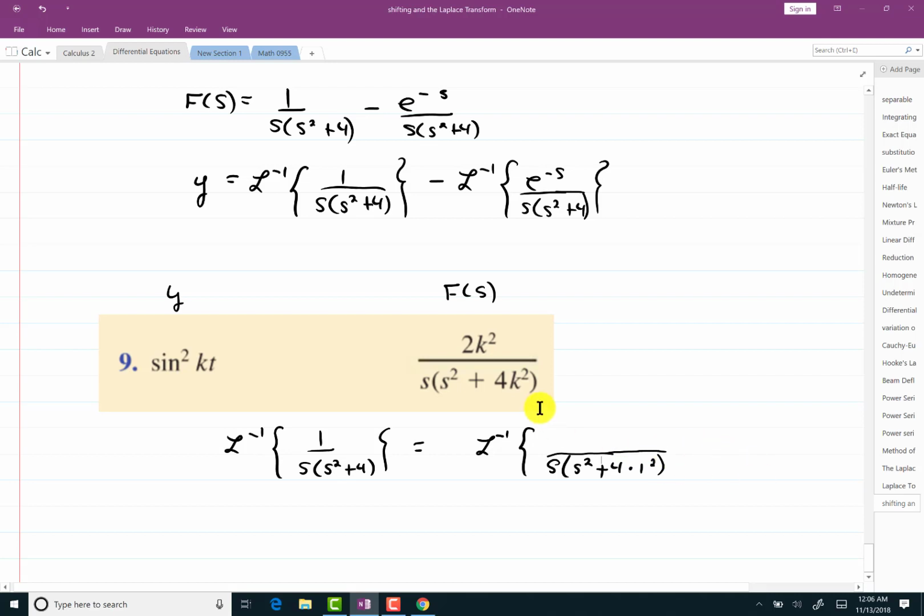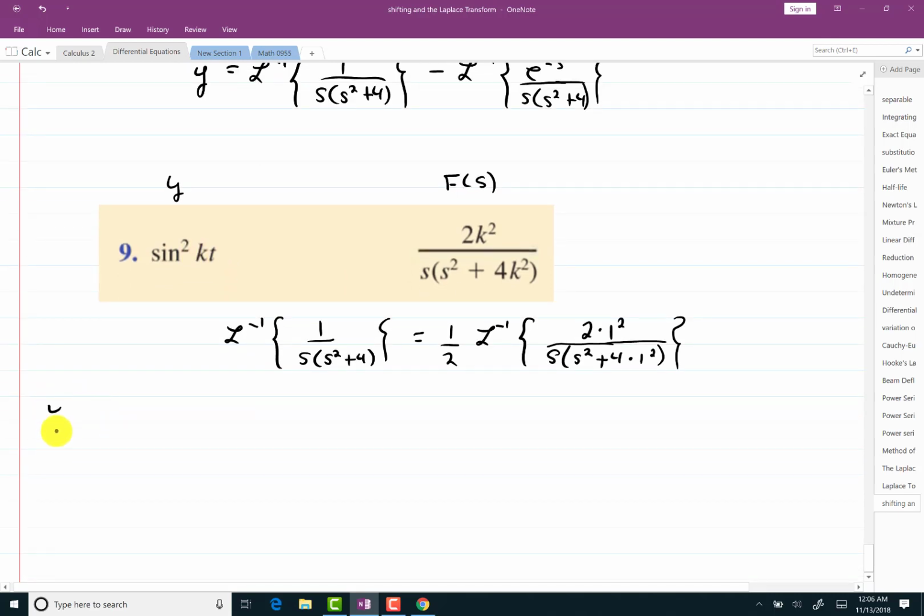If that's to happen, then I need to have a 1 squared in the numerator, so I have to have a 2 times 1 squared up there. What did I change? Well, the only thing I changed was put a 2 in the numerator, so I can make this 1/2. So now it matches. The reverse of this will give me sine squared 1t. So far my y equals sine squared 1t divided by 2. Don't forget the 1/2 that is in front of it there.